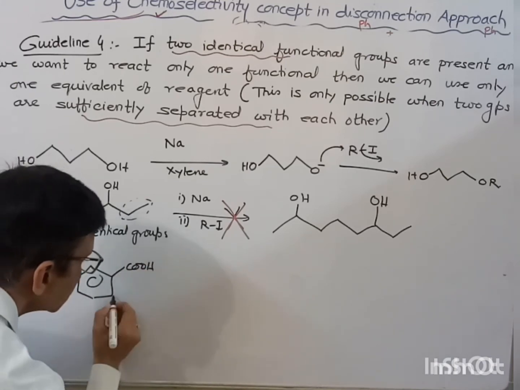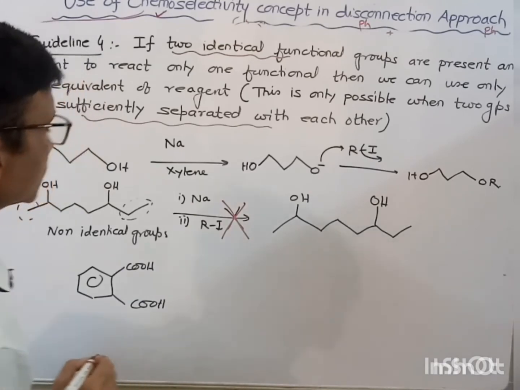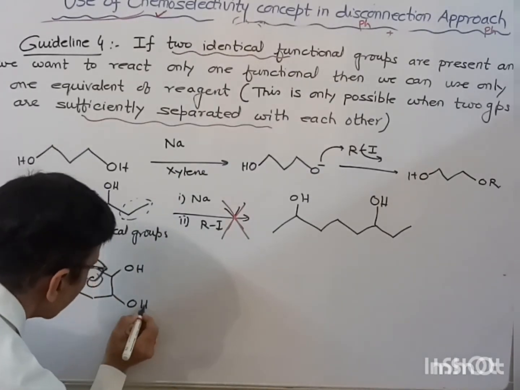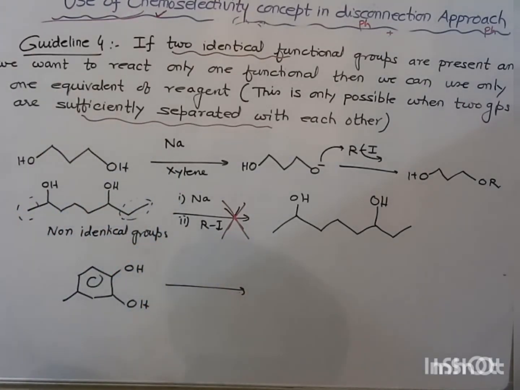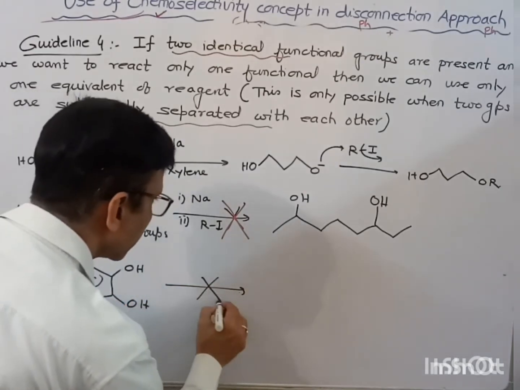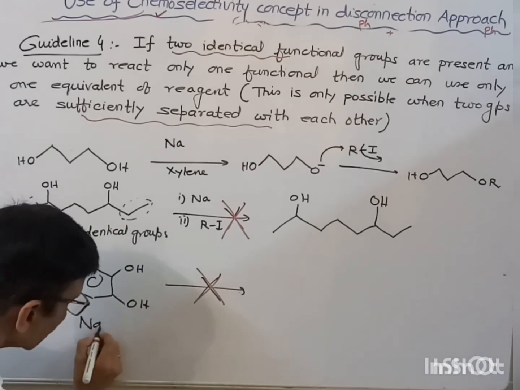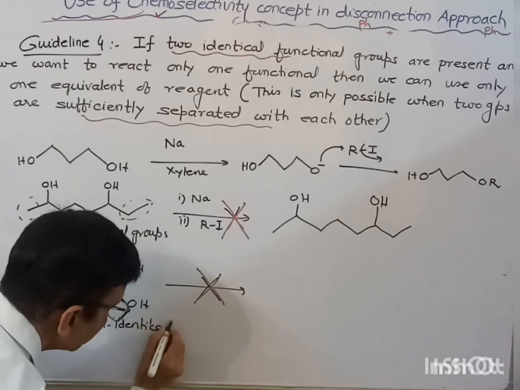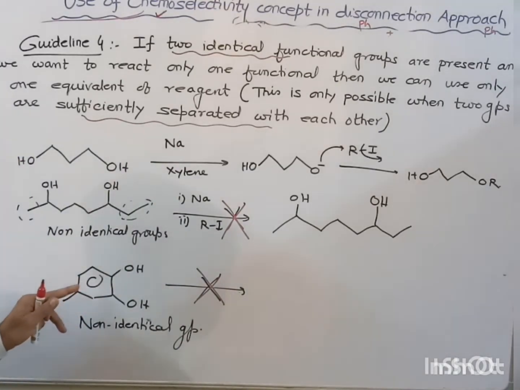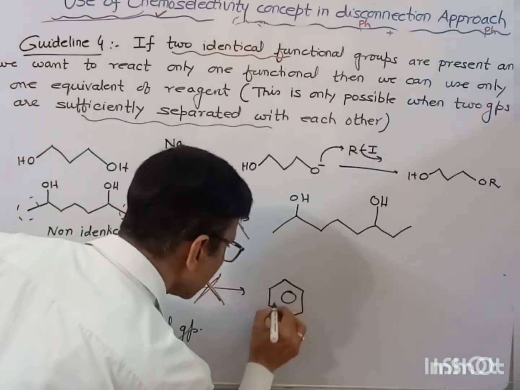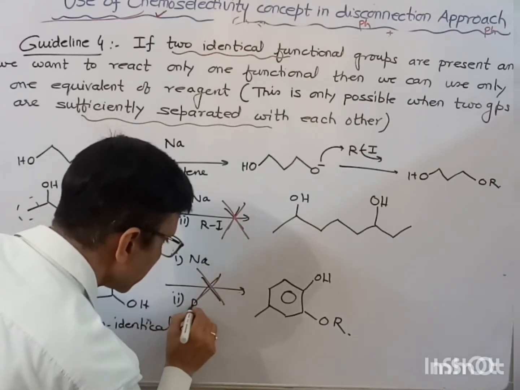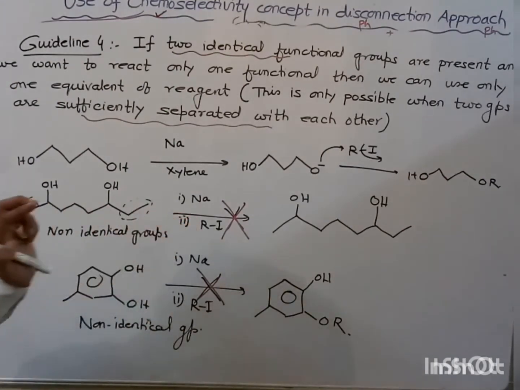Now similarly, I may take another example. Suppose two carboxylic groups are present, or suppose an OH group over here. If we want to react one functional group out of these two, it will not react. Why? Because these are also not identical. Non-identical functional groups are there, so we will not get the product that we want. Suppose here sodium and then an alkyl halide. So this is the fourth guideline.